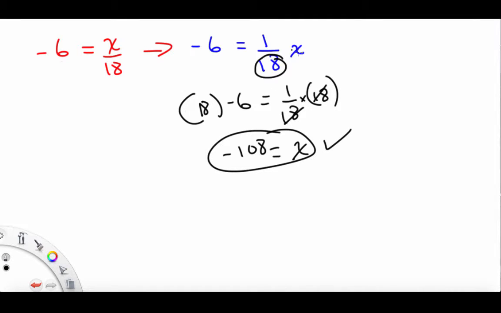Okay. So this is the way you can rearrange your fractions and your variables. Okay. Just be careful on that one. Okay. Let's go to the next page.